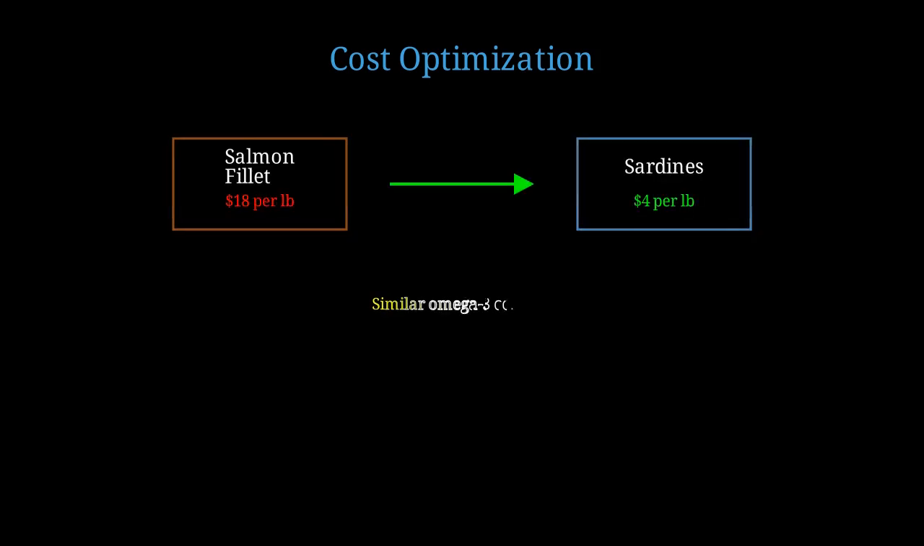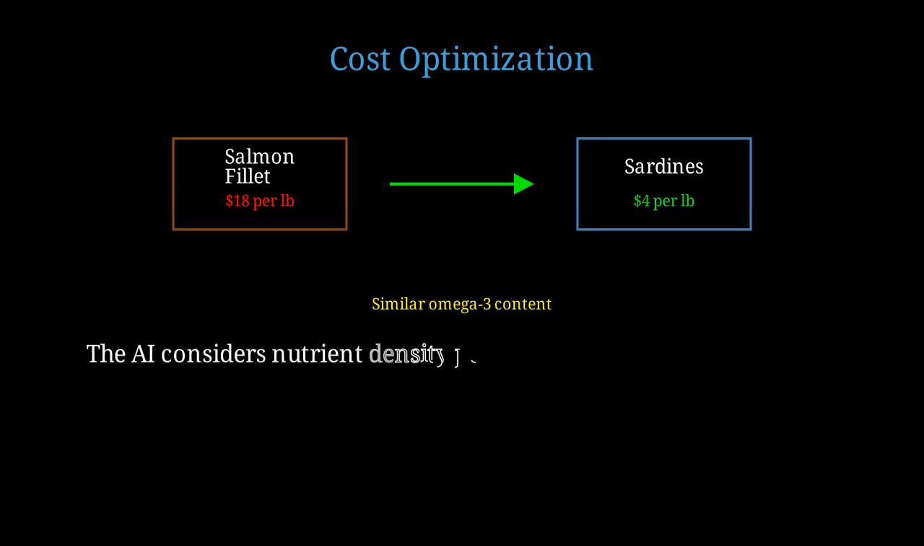Another fascinating application is cost optimization. The AI can reformulate recipes to reduce cost while maintaining nutrition and taste. For example, salmon costs about $18 per pound and is valued for omega-3 fatty acids. Sardines cost only $4 per pound and actually have higher omega-3 content per serving. The AI can substitute sardines in recipes like fish cakes or pasta dishes, dramatically reducing cost while improving nutrition.